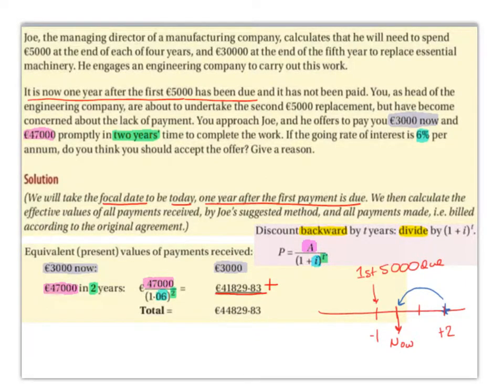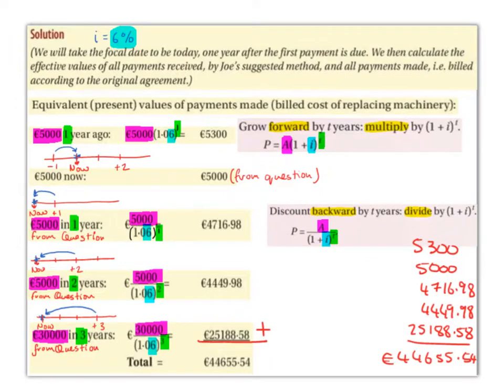Next we have to work out the costings of the machinery that we need to replace. Remember that €5,000 gets spent at the end of each of the 4 years, and €30,000 will get spent at the end of the 5th year, to replace the essential machinery. So the i is still 6%, the interest rate. We now need the equivalent or present values of payments made, which is the billed cost of replacing the machinery.